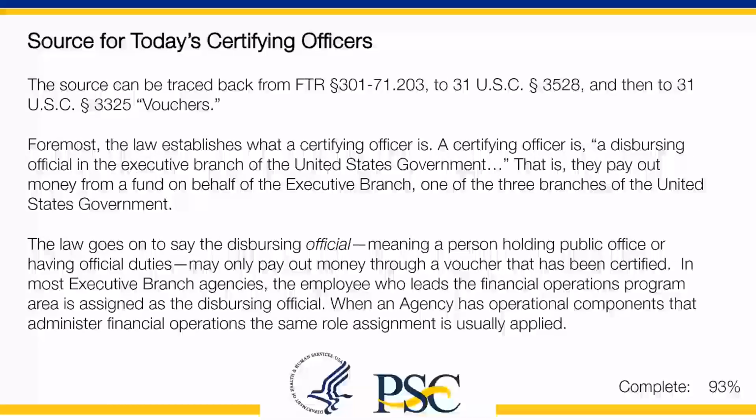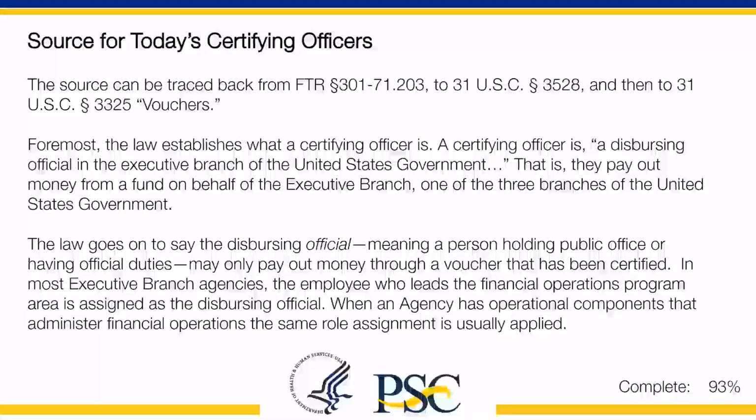The source can be traced back from FTR Section 301-71.203, to 31 U.S.C. Section 3528, and then to 31 U.S.C. Section 3325, Vouchers. Foremost, the law establishes what a certifying officer is. A certifying officer is, quote, a disbursing official in the executive branch of the United States government, end quote. That is, they pay out money from a fund on behalf of the executive branch, one of the 3 branches of the United States government.